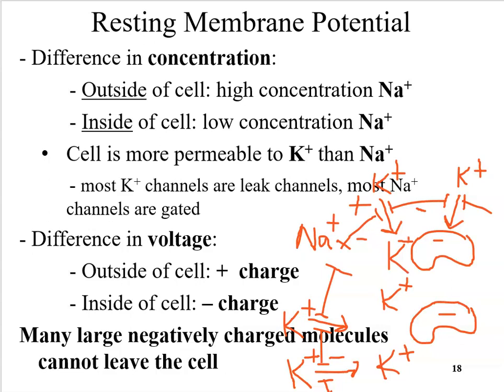Sodium wants to come inside too. Sodium is positive too, right? It wants to come in and have a good time. However, most sodium channels are gated channels. And again, thinking back to chapter 3, remember that gated channels do have a gate that locks. So they're usually closed. And it takes a special key to unlock that gate and allow passage to occur. That key might be a specific voltage or electrical charge. It might be a substance like a neurotransmitter or hormone. There are a few sodium leak channels, so a little bit of sodium can come inside the cell, a little bit.